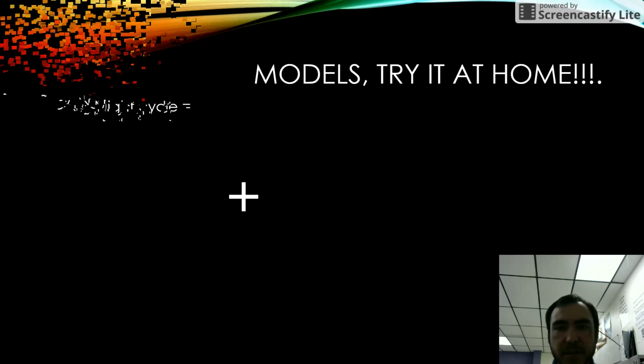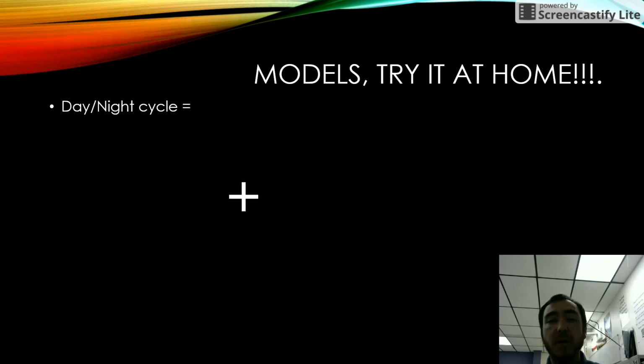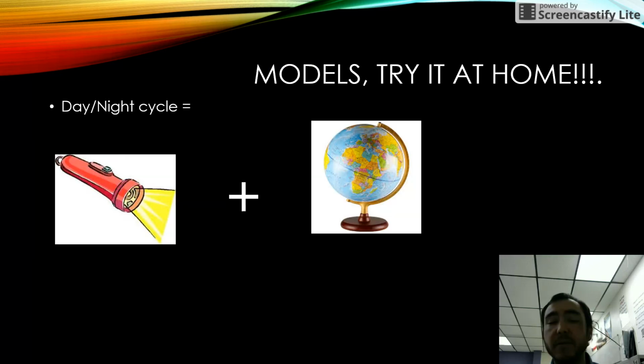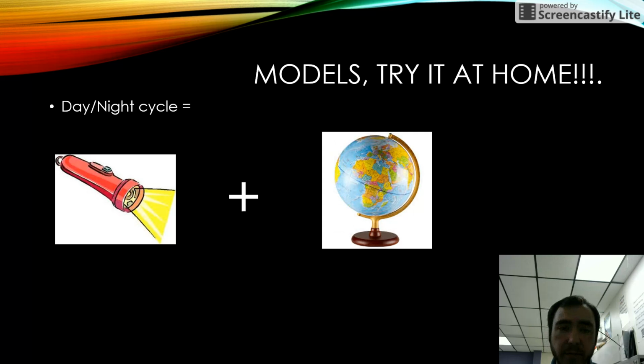Okay, guys, lastly, I want us to just take a review. Models, try it at home. This is your day-night cycle. Try this at home, guys. I want you to get a flashlight, okay? And then I want you to get a globe. Take the flashlight, shine it on the globe, spin the globe around, guys, and you'll come up with the day-night cycle. Look at each continent, each hemisphere, each side of the earth as you do it. That's a good model to look at and review your day-night cycle.